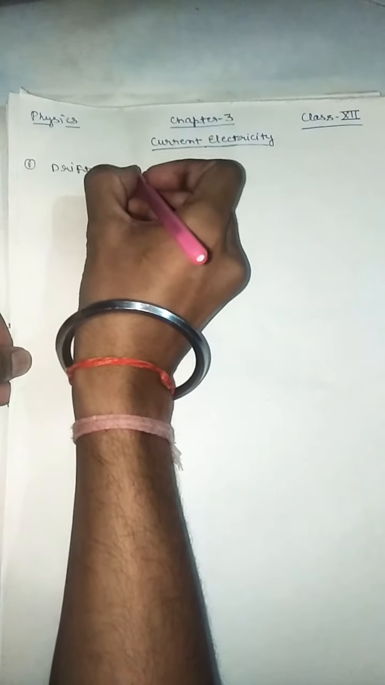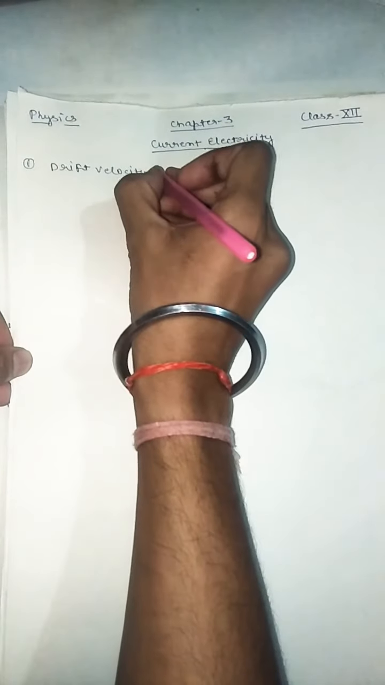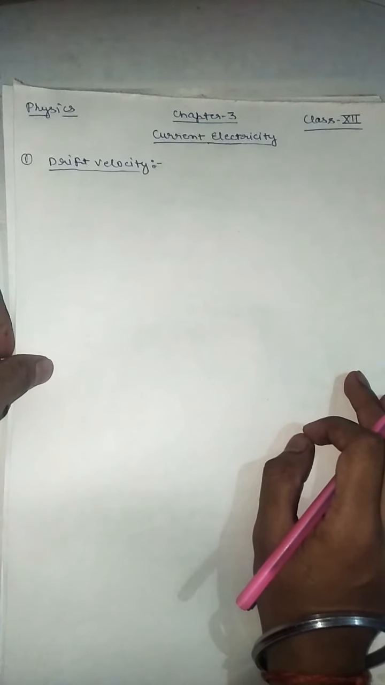In the last lecture, we discussed the mechanism of flow of current in a conductor. Now we are going to introduce our new topic, that is drift velocity. What is this drift velocity? We have to study what the significance of drift velocity is, where it is used, and how necessary it is. We have to discuss all these points here.